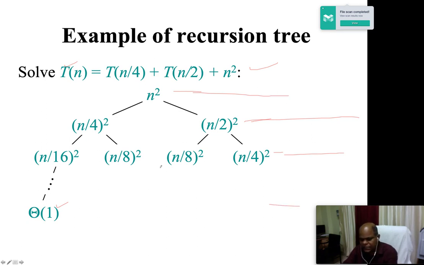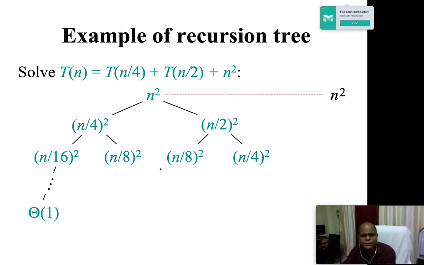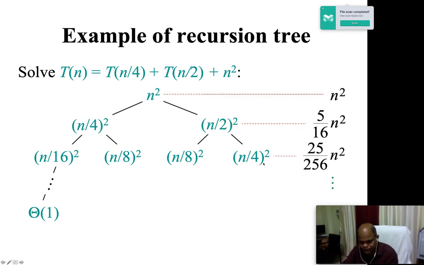And in this case, the height of the tree will be... you see, the addition at this level is n square, and similarly the addition at this level is 25 by 256 n square. You can do the addition of this, and you will get 25 by 256 n square.